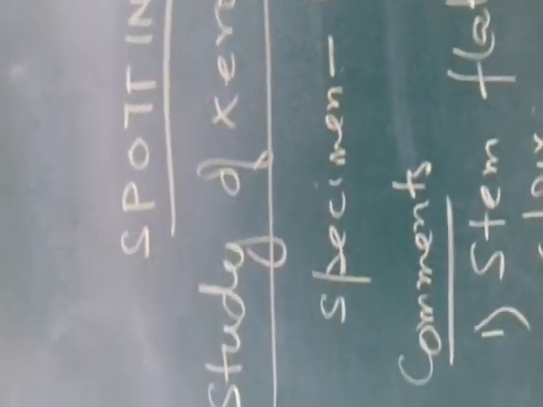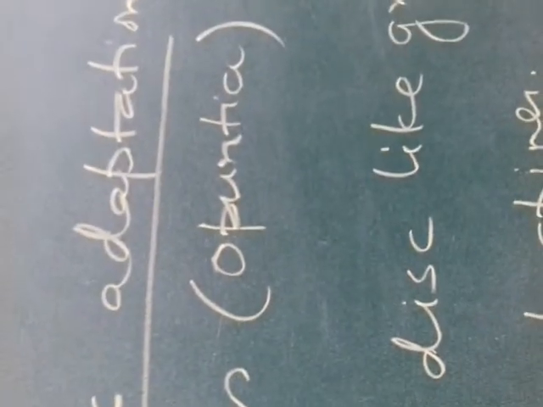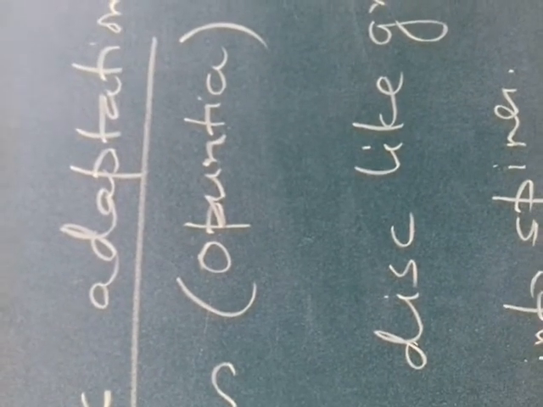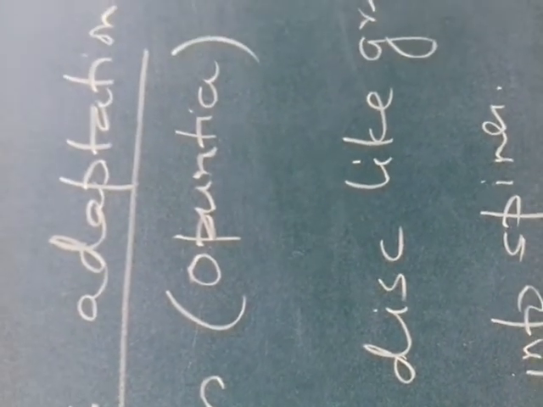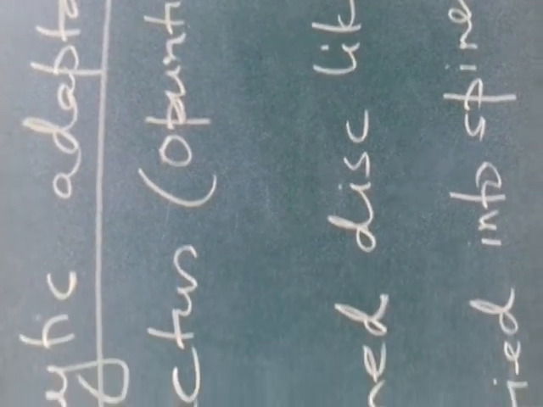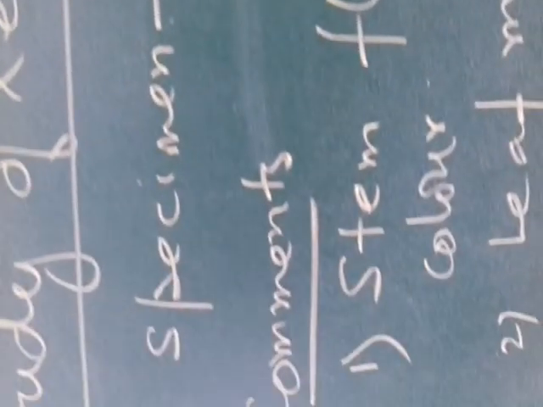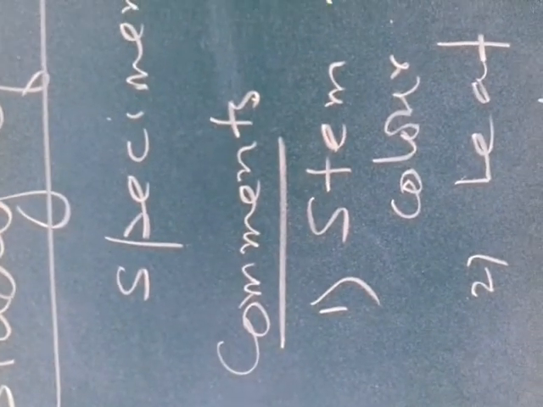So you write here in the practical: the study of a xerophytic adaptation or a xeric adaptation. The specimen given is a cactus, or what we call Opuntia. In Opuntia, you will see in your book, it has flattened green leaf-like structures, a cactus, but not the one which is being shown. Of course, this plant is also a plant of xeric adaptation. Then you simply write comments.